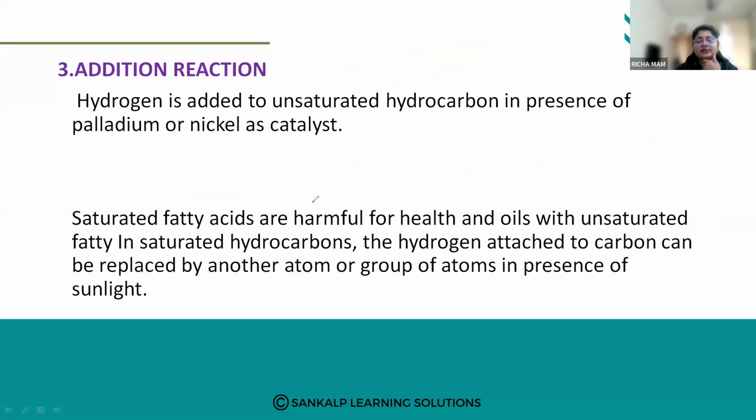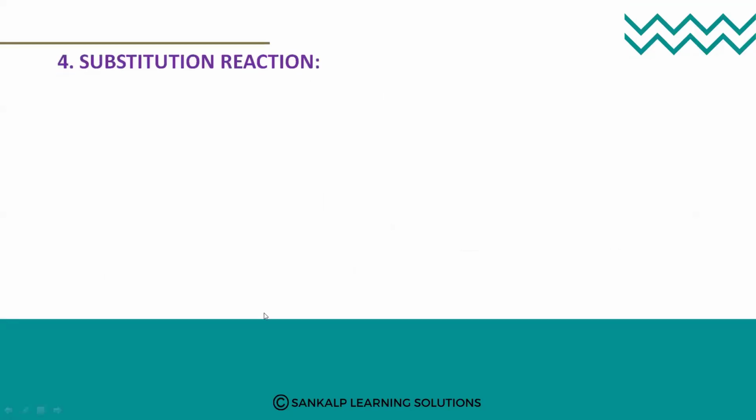So we have chemical properties. First was combustion, second was oxidation, third was the addition reaction. Fourth one is the substitution reaction. In substitution reaction, what happens? Suppose I have methane. Methane is reacted with chlorine gas. So one of the hydrogens is replaced by Cl.